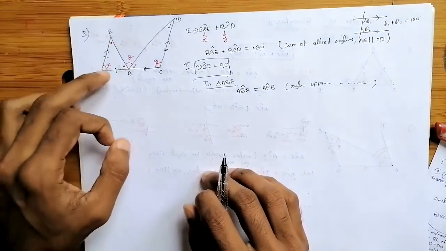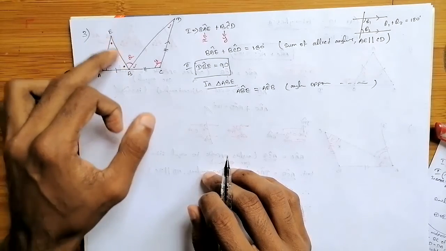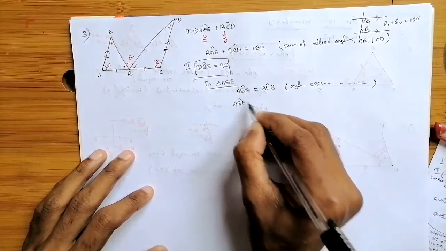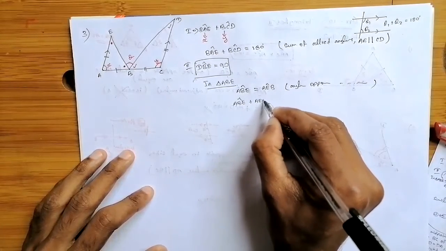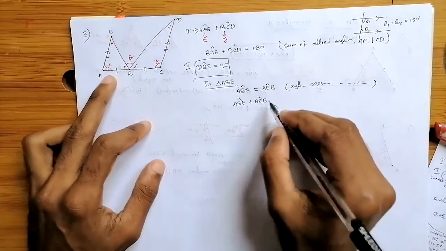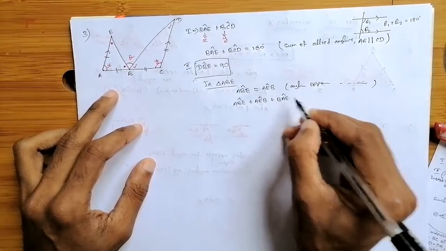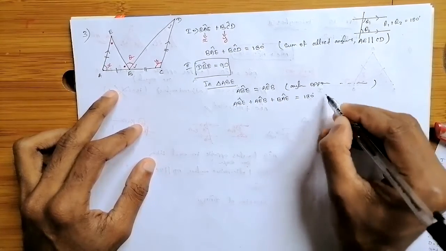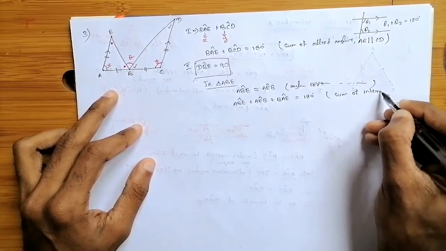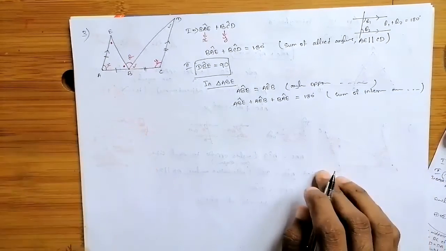Okay, and then we can use the interior sum. ABE plus AEB plus this x, BAE equals 180. Why? Sum of interior angles of a triangle. So write it in full form.